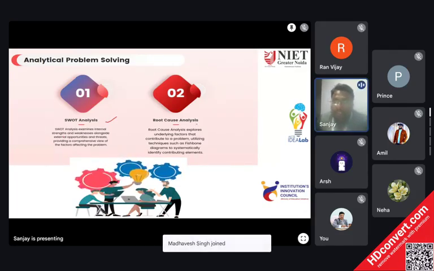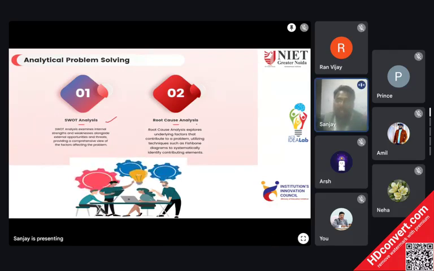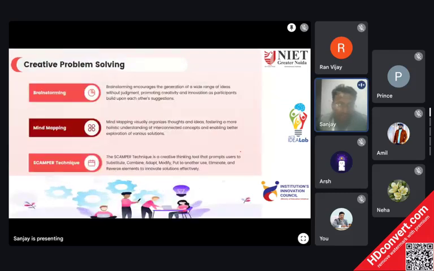Root cause analysis also, if we identify a root cause, then that can be analyzed, that our root cause is analyzed. So we have the factors that contribute to a problem, utilization techniques such as fishbone diagram or any type of cause diagram that can show your clear vision using different parameters or factors that can affect your complete process. So we have the analytical problem solving technique also.